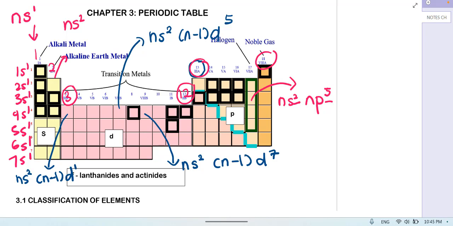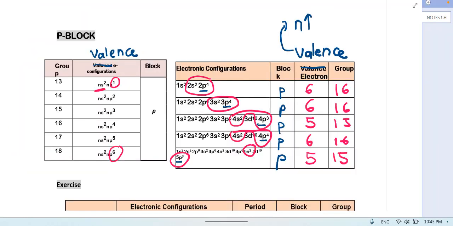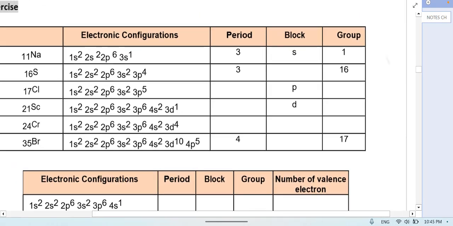So when you have 3 valence electrons, maybe it is in group 3 or 13. 4 valence electrons, group 4 or 14. So how to know? You need to know the block. That's why in order to know the group, you need to know the block first, then the valence electron, then you can figure out the group. Okay, so we look at the exercise.